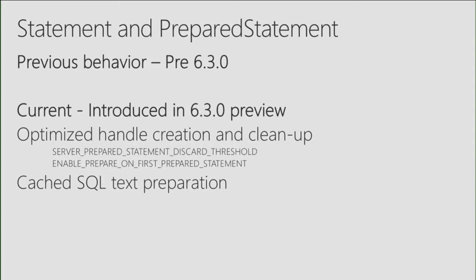So basically what this enable prepare on first prepared statement means, if it's true, that's the current behavior, meaning the first time you execute a prepared statement, we will call prepare and get the handle back. If it's false, which is the new default behavior, we will not actually create a handle. We will just execute the query and rely on SQL Server's caching of execution plans and so on, which prepared statements do anyway. So this means there is no unprepare to do.